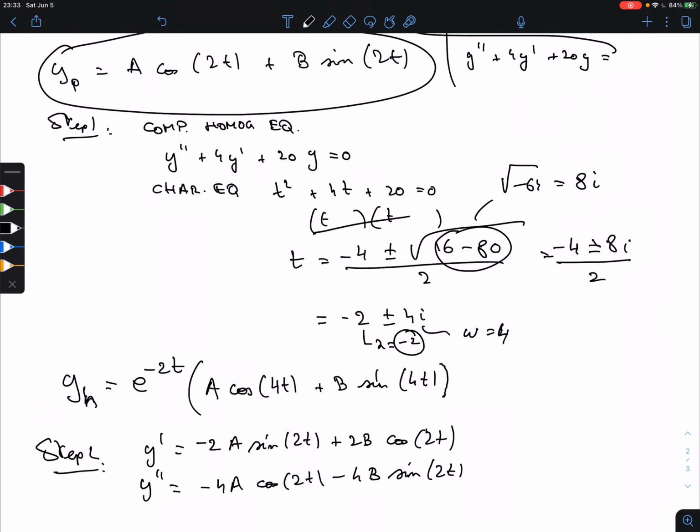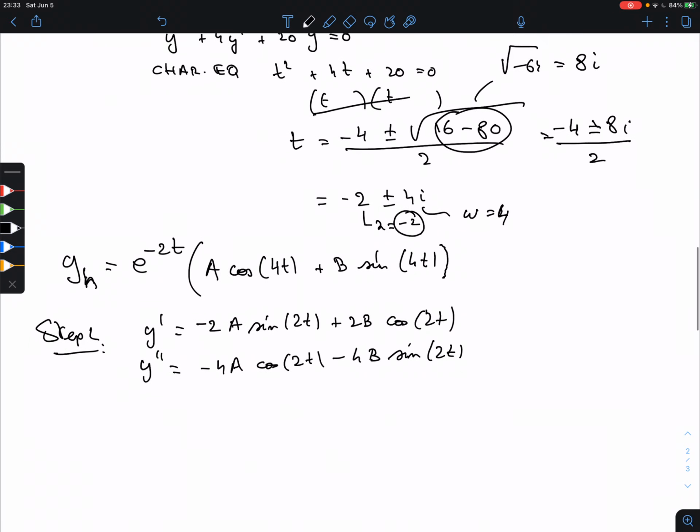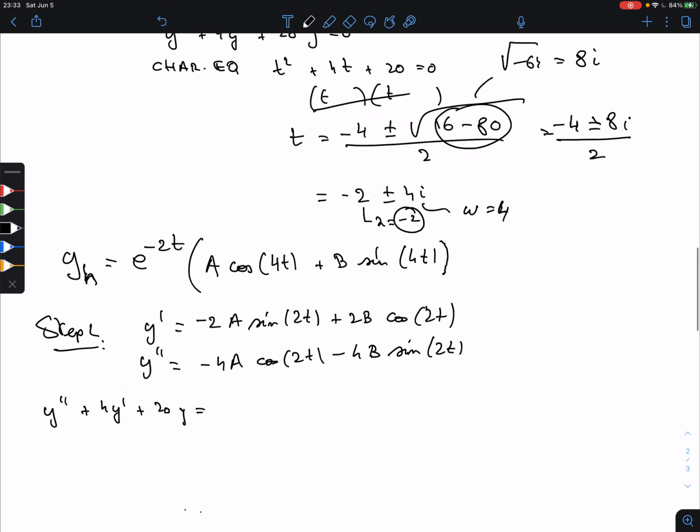Okay, so we have to take this one. Okay, let's write it up again. y double prime plus 4y prime plus 20y equals, that is minus 2a. Let's group it together with the cosine and sine, otherwise it's too much writing.